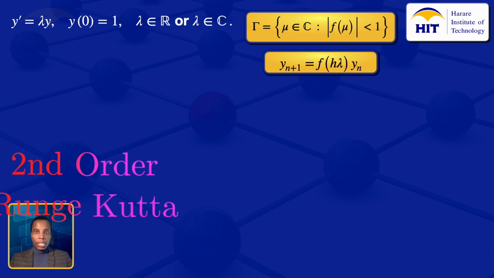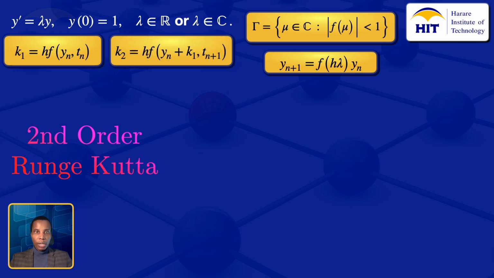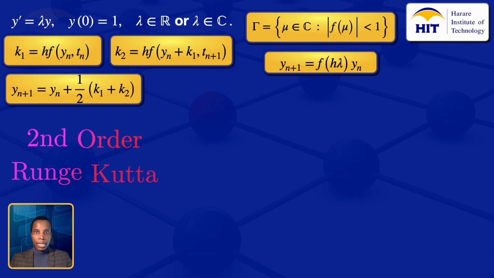For the second order Runge-Kutta method, we have k1 equals h multiplied by f of y_n, t_n, and k2 equals h multiplied by f of y_n plus k1, t_{n+1}. Then for our y_{n+1}, we will get it as y_n plus a half multiplied by k1 plus k2. So that's how we obtain the iterations there for the second order Runge-Kutta method.